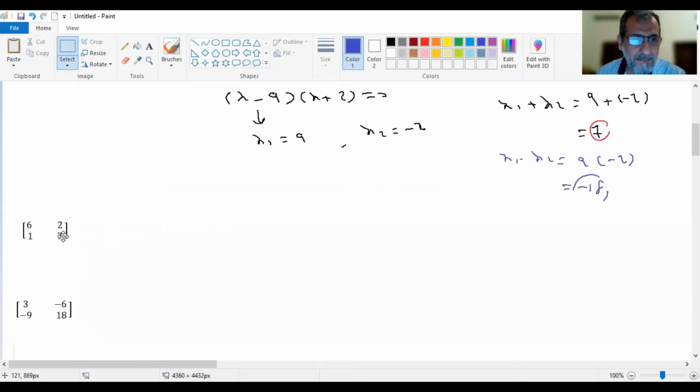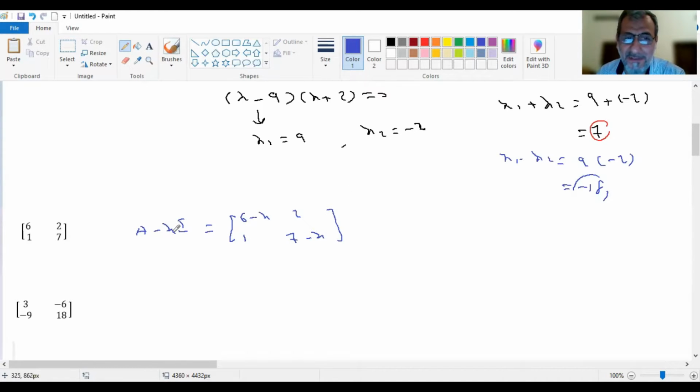Okay. Now the second matrix, again we have A minus lambda I. What does it equal? We have 6 minus lambda, 2, 1, and 7 minus lambda. This one is the matrix A minus lambda I, as above in the first example.